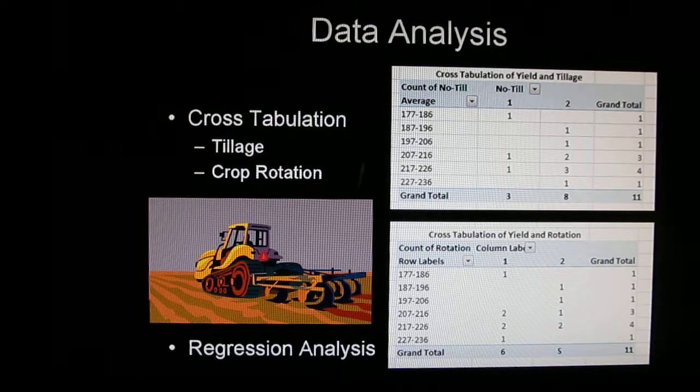A second cross-tabulation was done looking at yield and crop rotation. The chart on the bottom shows that using crop rotation will result in higher yields the majority of the time.